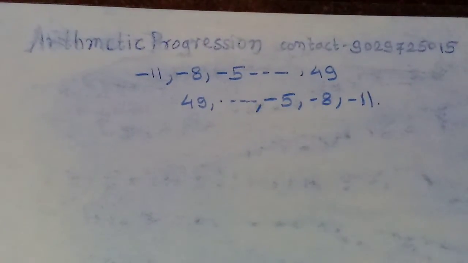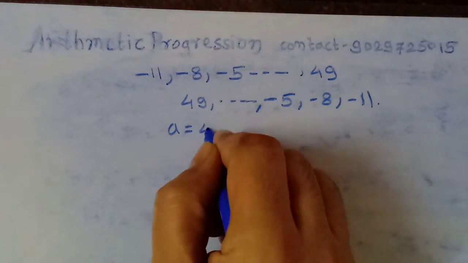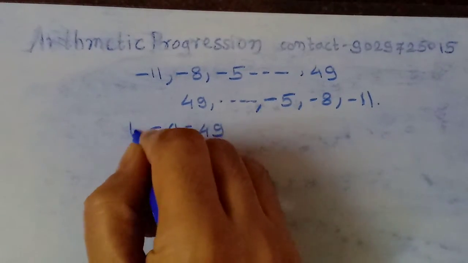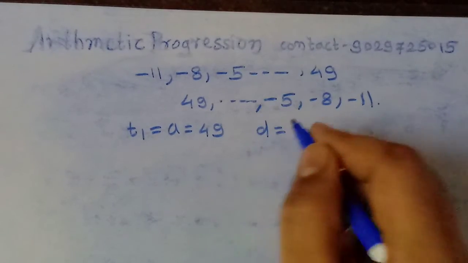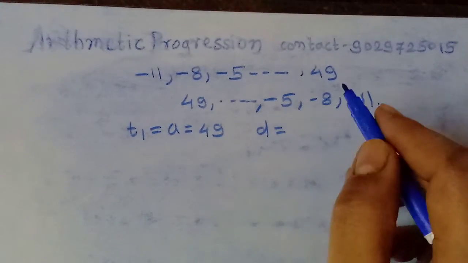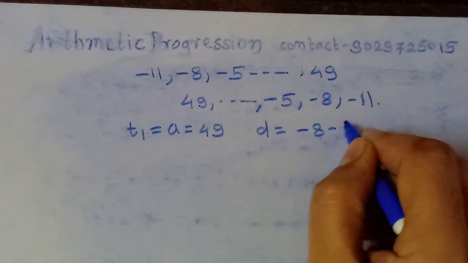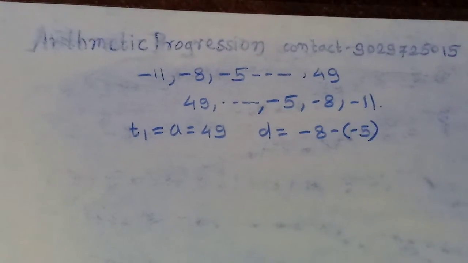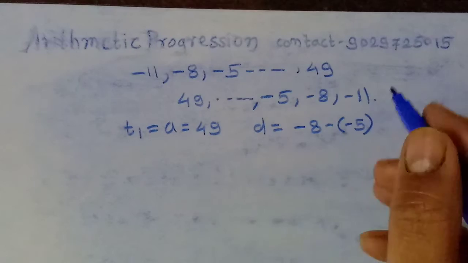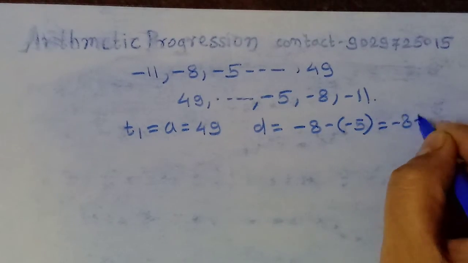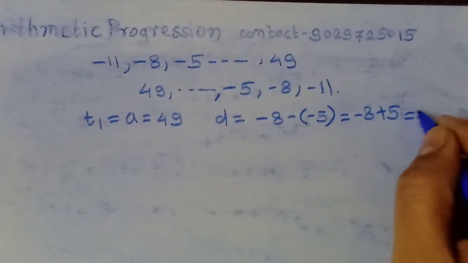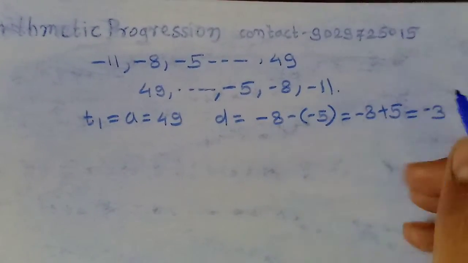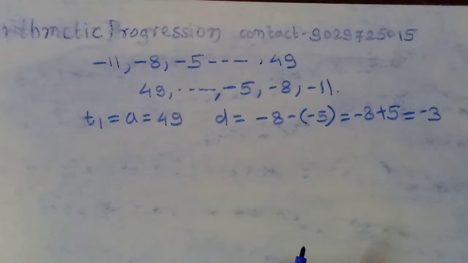Okay, now tell me, a is equal to how much? A is equal to 49, that is your T1. Then how to find d? Very easy. d is equal to this number minus this number, that is minus 8 minus (minus 5). You know we subtract the front one from the back one, that is minus 8 plus 5. Minus 8 plus 5, answer is minus 3.